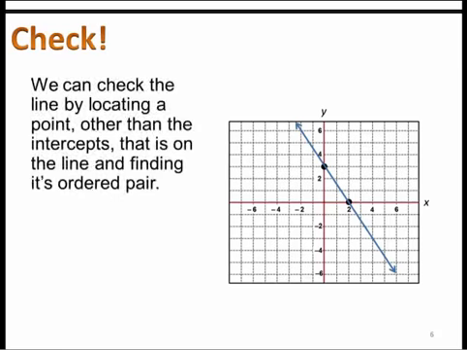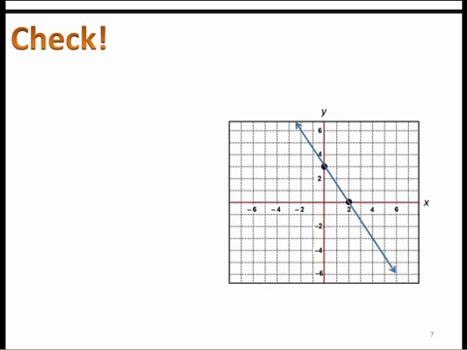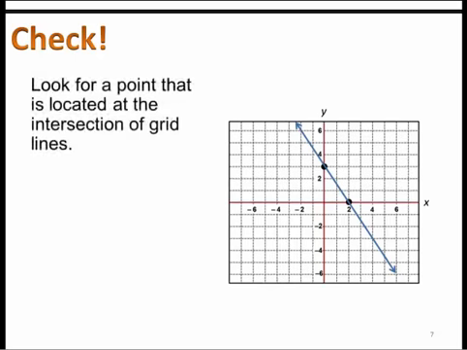We can check the line by locating a point other than the intercepts that is on the line and finding its ordered pair. Any point that is on the line is a solution to the equation. Once we know the ordered pair of a point other than the intercepts, we can substitute it back into the original equation to see if it produces a true statement. Here's what that's going to look like. You want to look for a point that's located at the intersection of grid lines because those will give you numbers that will be easier to work with.